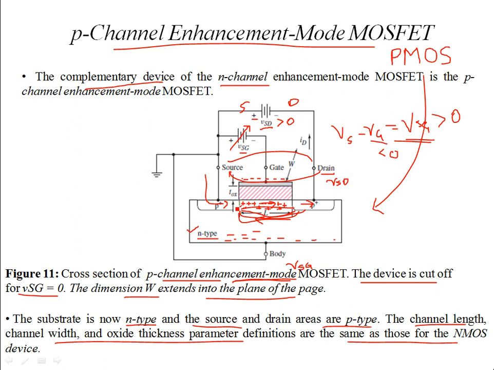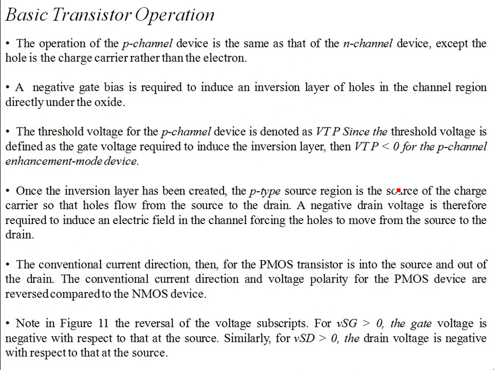Otherwise, the operation is quite similar. You need to have a channel or inversion layer induced from the electric field that is created at the gate and oxide. In order to have the channel and the mobility of the charge carriers from source to drain, the operation is very similar, and the IV characteristics are all similar. So basically the transistor operation is very similar to what we have in the NMOS. It's not much different over here.